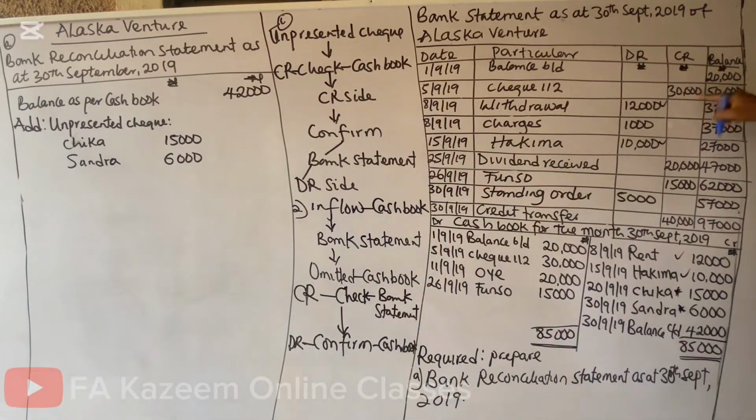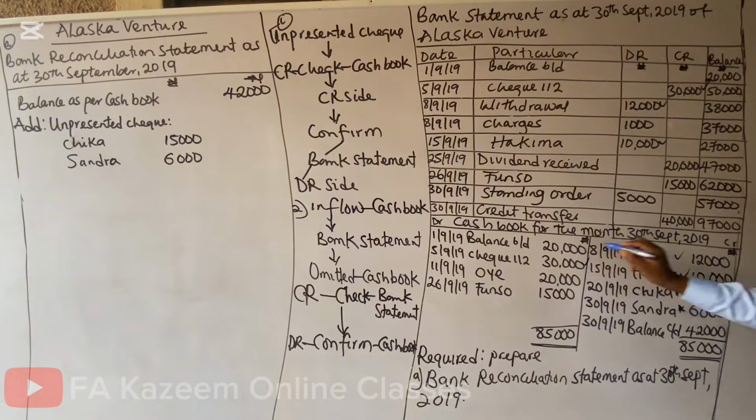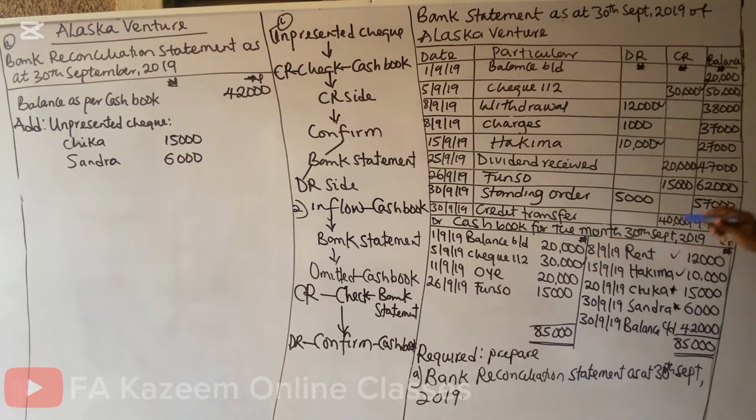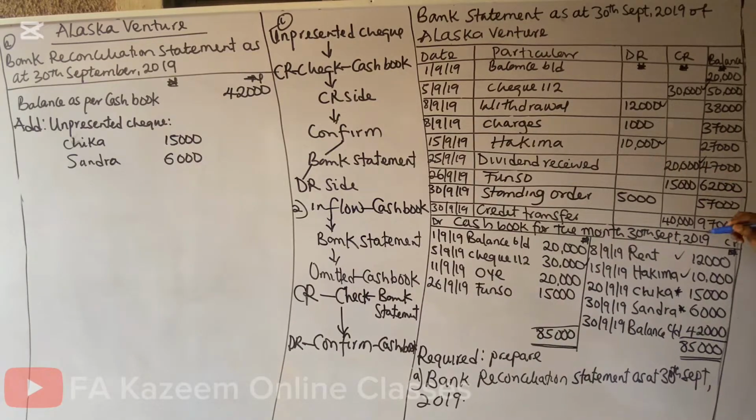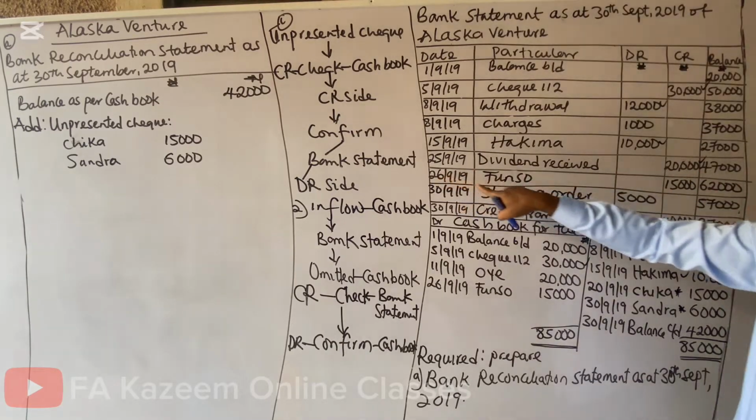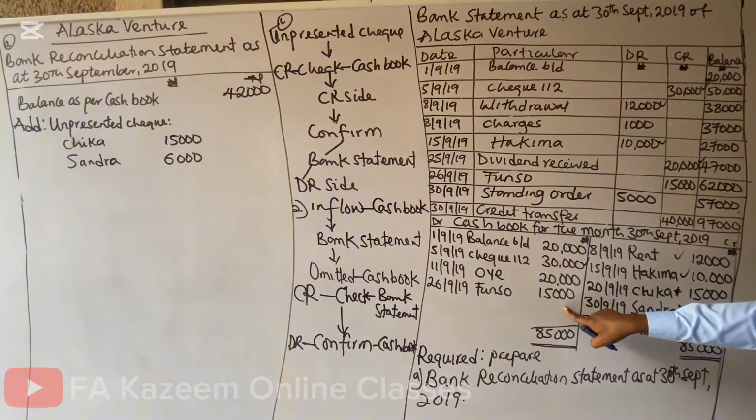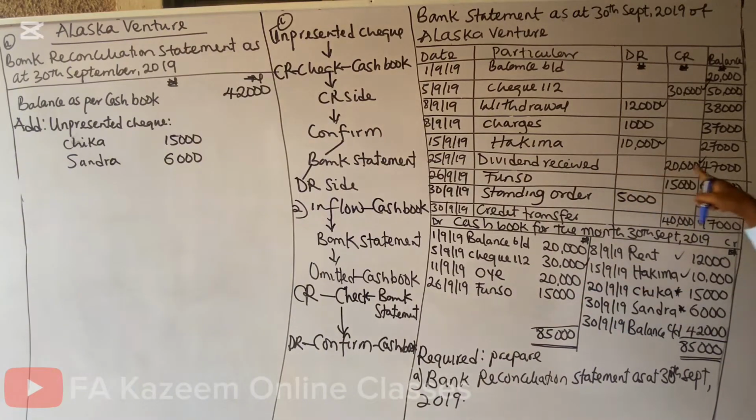We have 30,000. There's an inflow. The inflow was reported in the cash book. We have 20,000 dividend received. But the 20,000 dividend received on the 25th was not reported. There's 20,000 here, but it's not for dividend received.